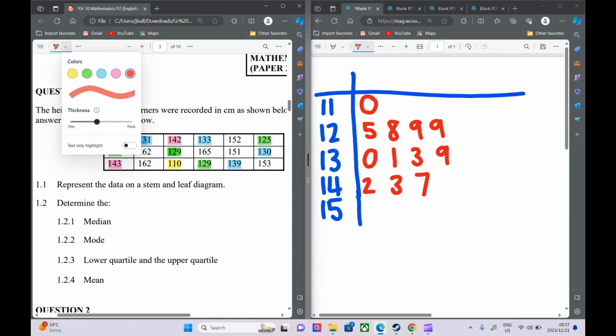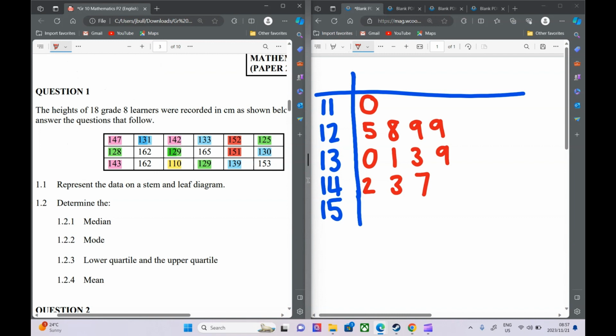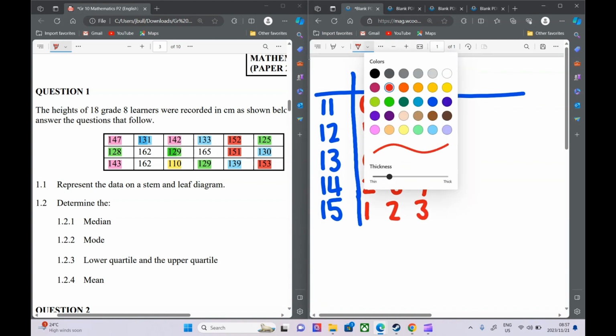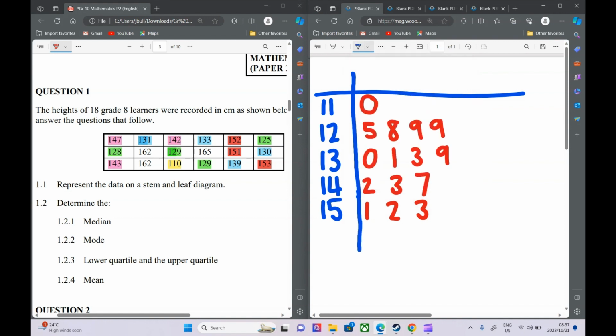And then our 150s, let's check. We've got 152, 151, 153. That's all of those. So 151, 52, and 53. And then I actually missed out. We also have 160s here. So 160, we've got 162, 162, and 165. Okay, so we are almost there.